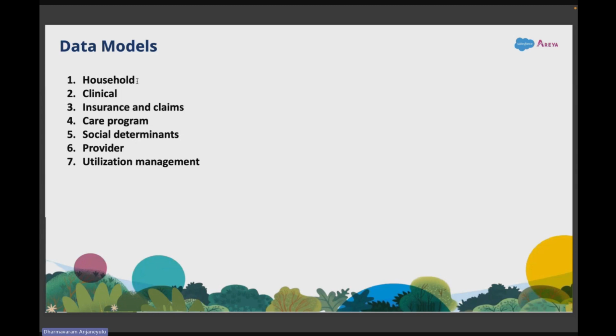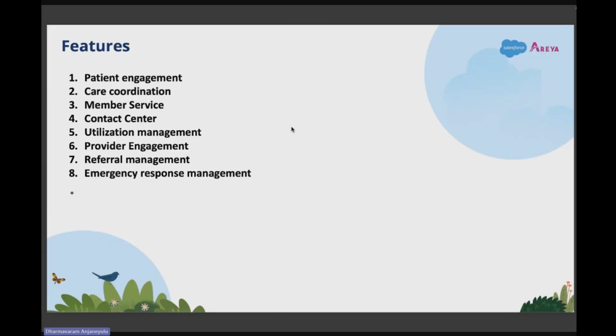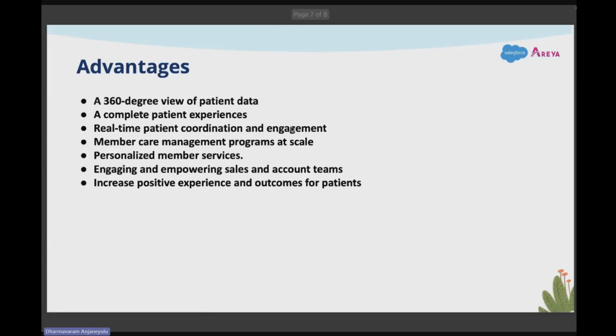They will specify whether payment can be done by the providers or by the patient. So these are the features we have in Health Cloud: care coordination, contact centers, and others. The advantage of Health Cloud is to maintain a 360-degree view of patient data and the complete patient experience, with real-time patient coordination and member care management. Let me go through the user interface, how it looks, what features we have in Health Cloud, and how patients can be onboarded.